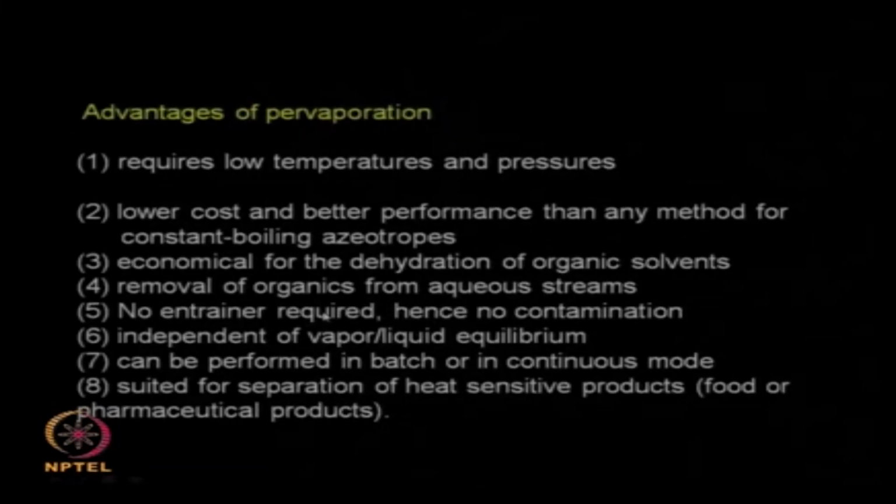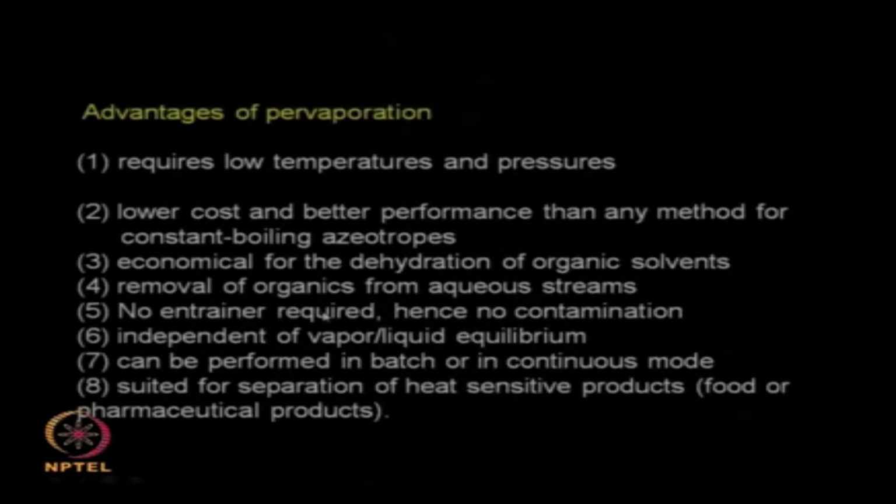So a liquid which has low boiling point will have more vapor present in the gas phase, a liquid which has higher boiling point will have less vapor present in the gas phase. So because of this vapor liquid equilibrium, you are able to separate out in the vapor phase the low boiling component and in the liquid phase the high boiling component. That is what is called vapor liquid equilibrium.